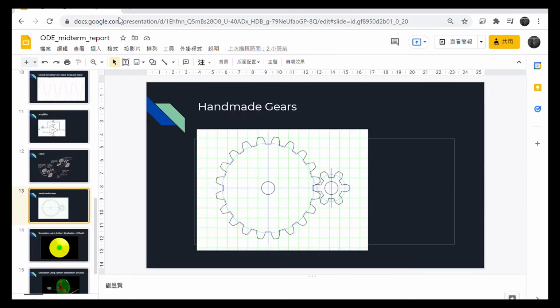I basically use FreeCAD to design the gears of the clock, and the gears on the slide are a schematic diagram, and I would probably design a real one later. And the clock could do most of the things that a traditional clock could do, for example, the measurement of time.